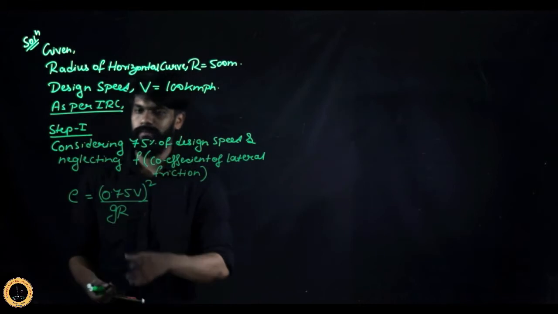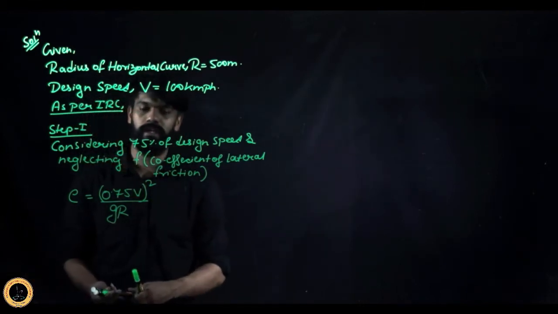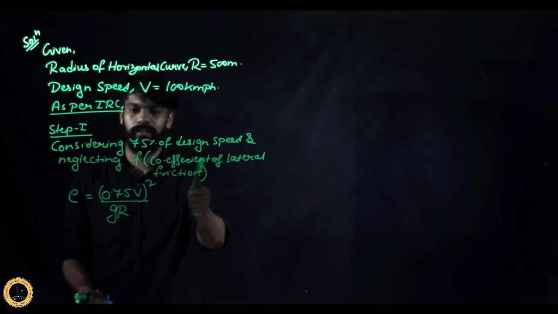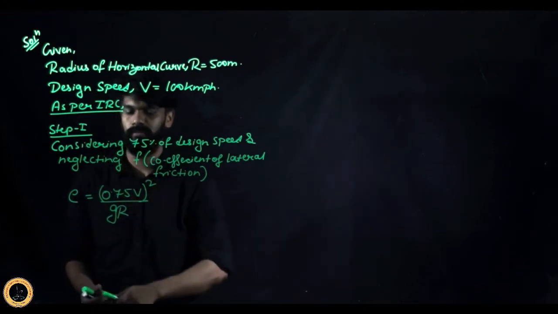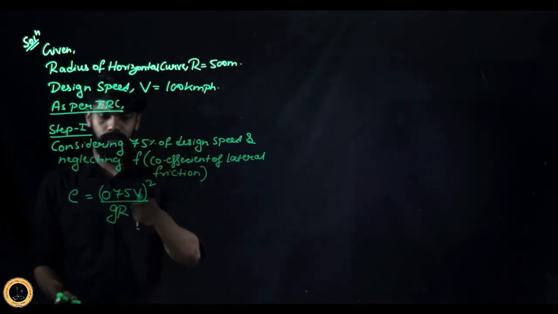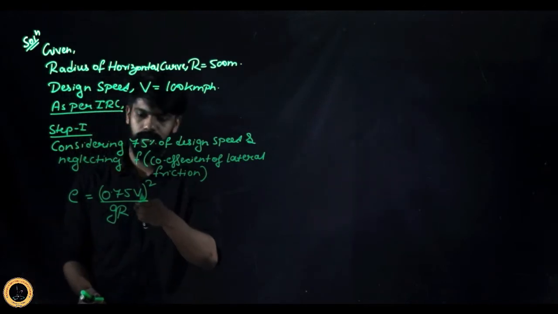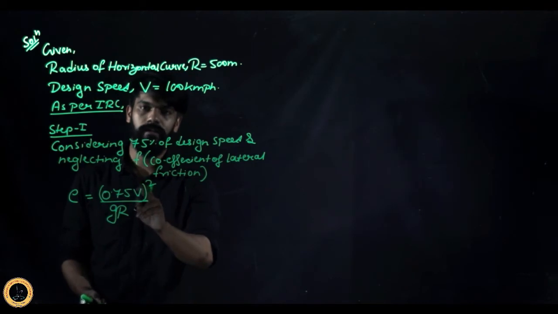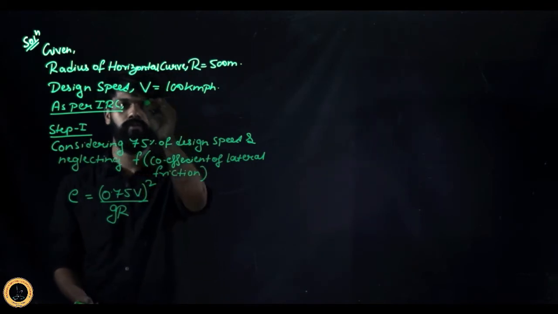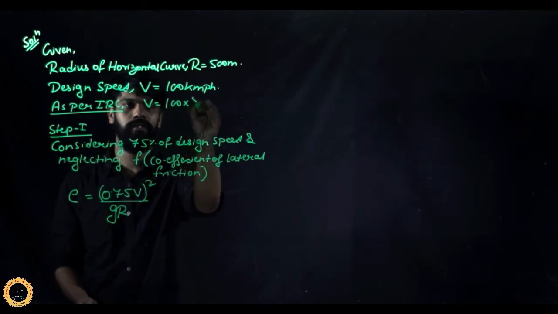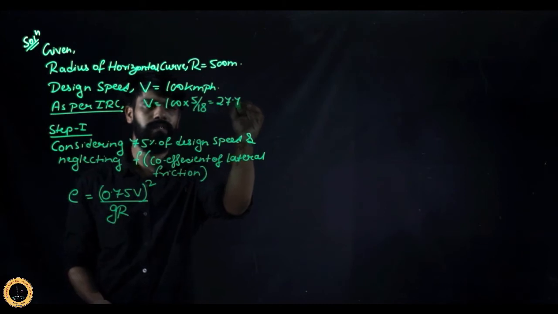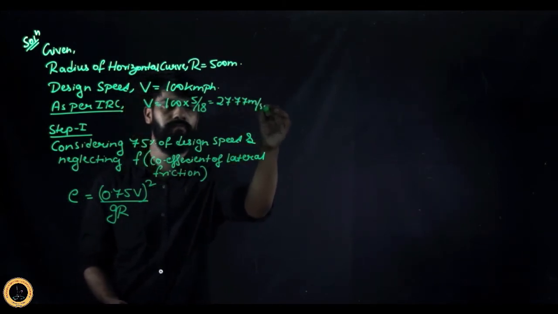So I am writing here that I am considering 75% of the design speed and I am neglecting the coefficient of lateral friction as per the first step that has been laid out by IRC. So I have to put the data in this particular equation, right? But before that, remember that when you put V, your V has to be in meter per second. So I have to convert this V to meter per second. For that I can multiply this with 5 upon 18. This will give you 27.77 meter per second.